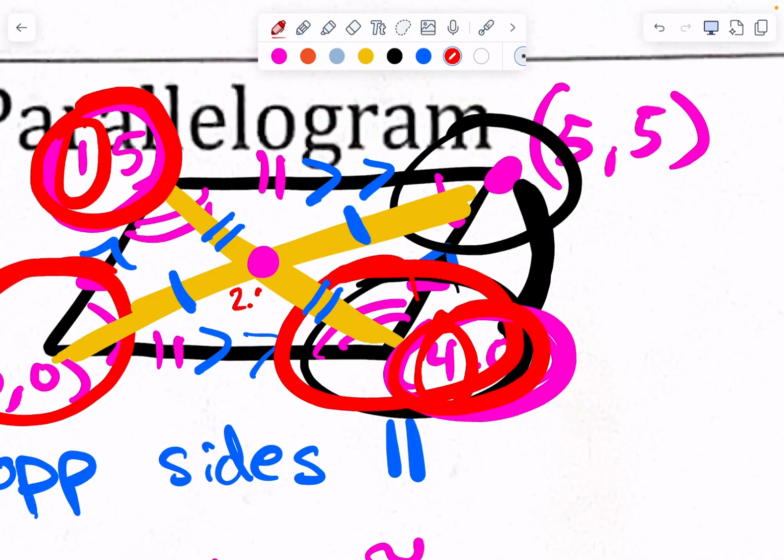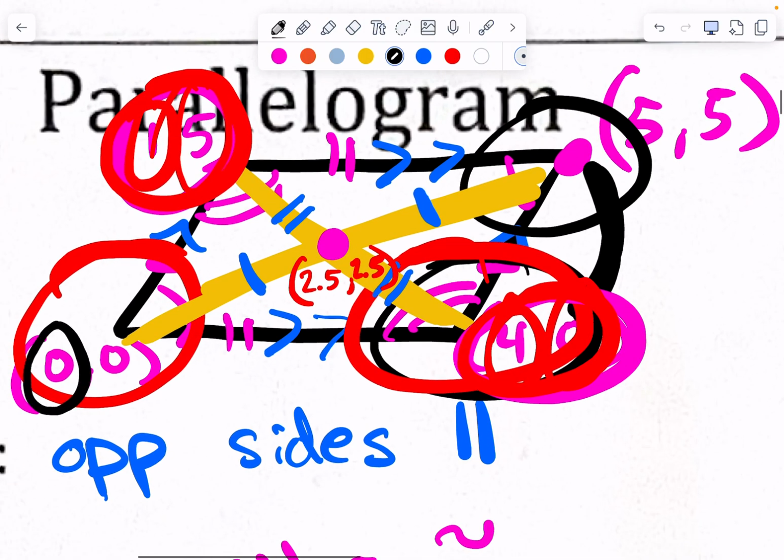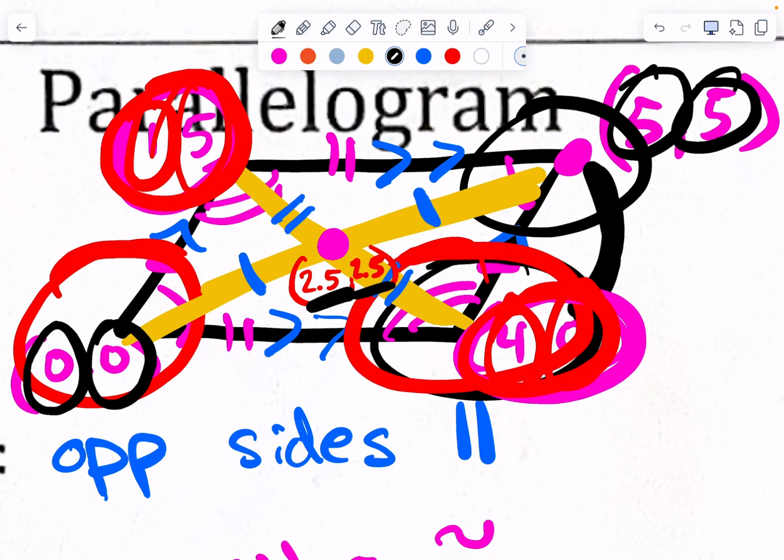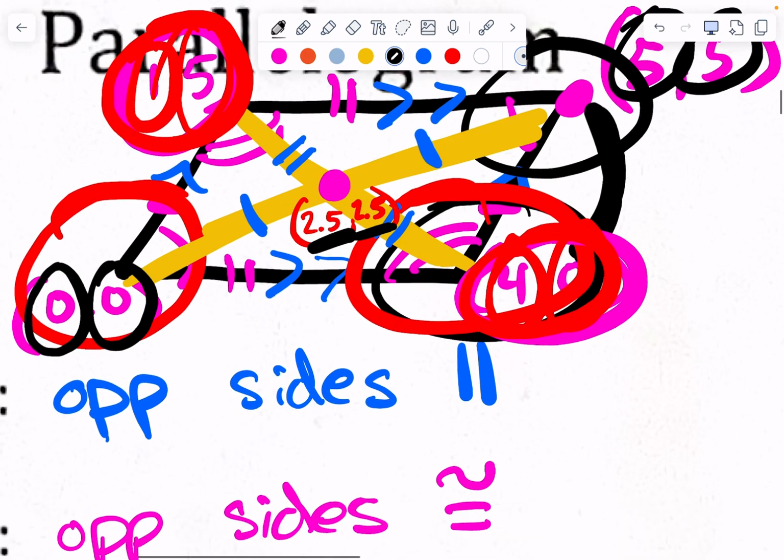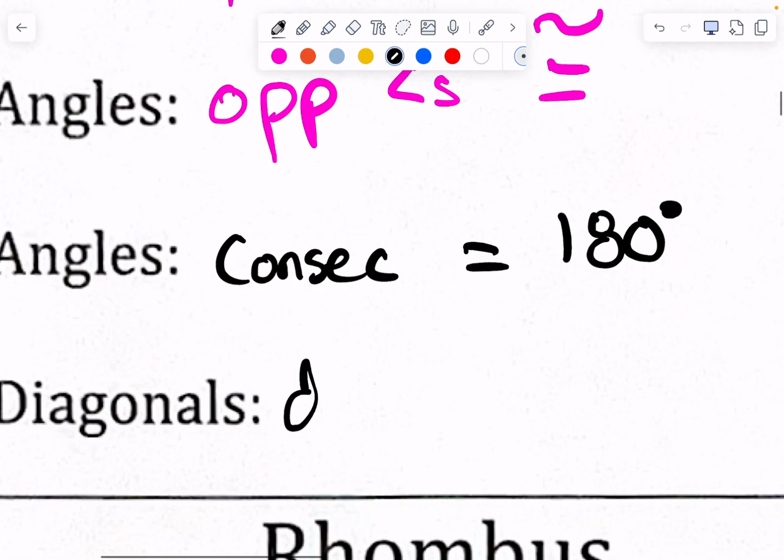This is 2.5 comma something, okay? 5 and 0. What's the average of 5 and 0? 2.5. So according to this, the middle from here to here is 2.5 comma 2.5. Let's see if from here to here is also 2.5, 2.5. What's the average of 0 and 5? 2.5. Also 2.5. So they have the same midpoint, which means that the diagonals bisect each other.